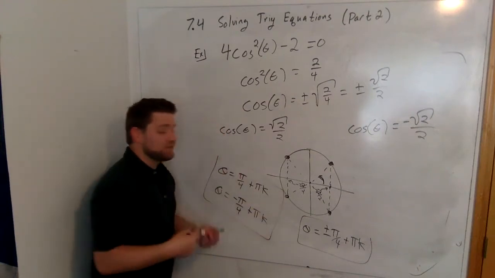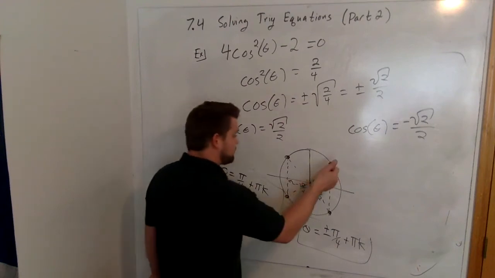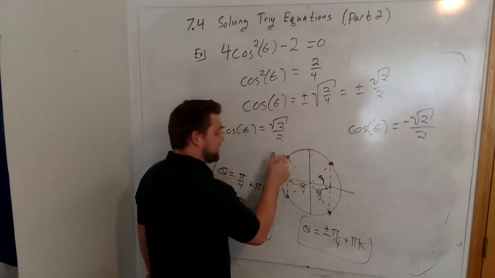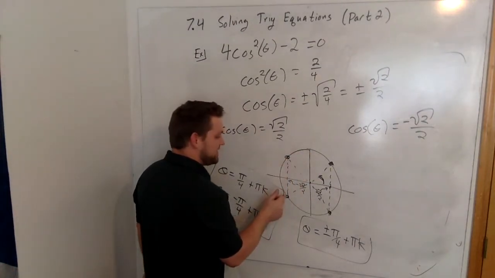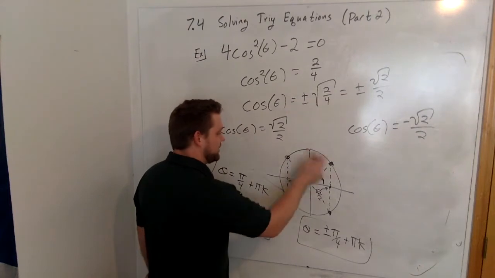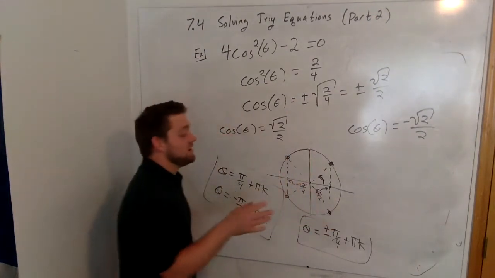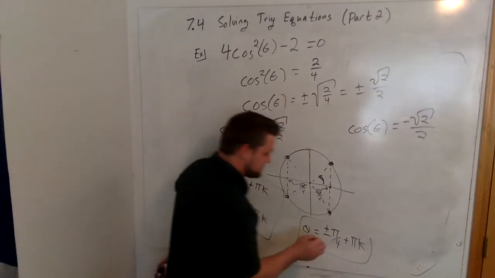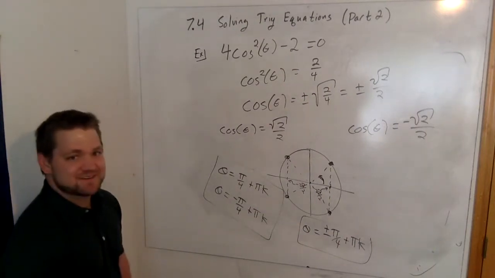Okay. You could have written this out into 4 different pieces. You know, you could have done pi over 4 plus 2 pi k. You could have done 3 pi over 4 plus 2 pi k. 5 pi over 4 plus 2 pi k. 7 pi over 4 plus 2 pi k. So you could write it into 4 pieces. You could have written it as 2 pieces, or you could condense it down and write it into 1 piece here. Either way will give you the correct answer.